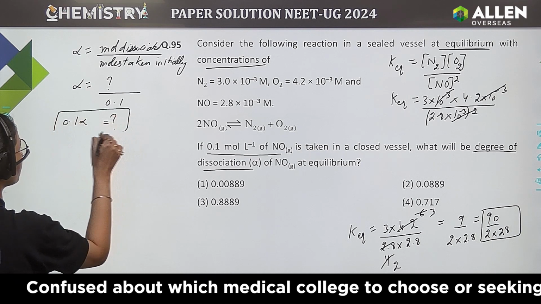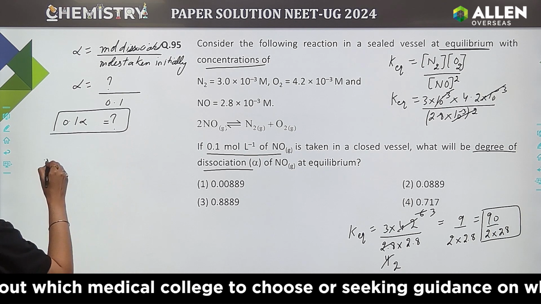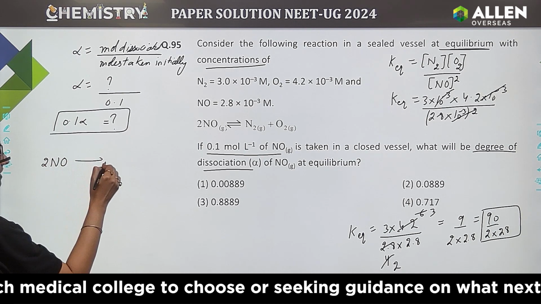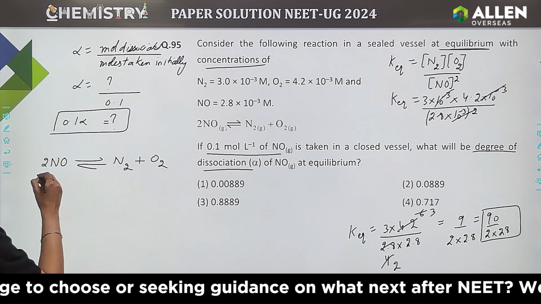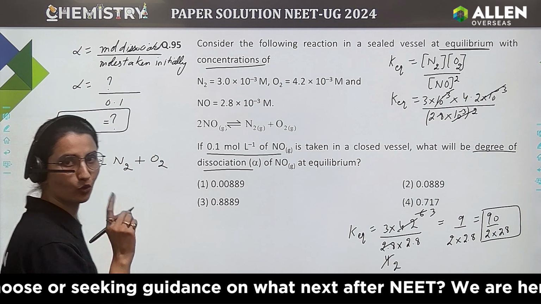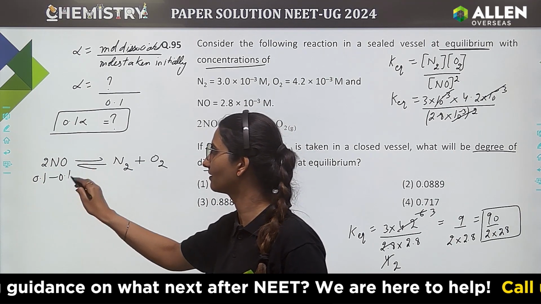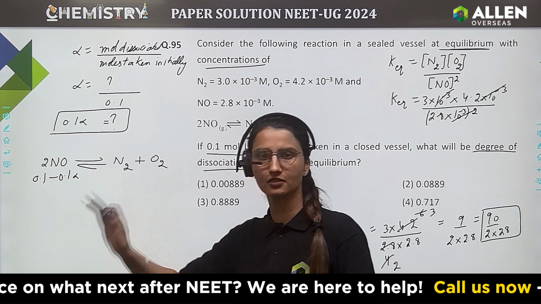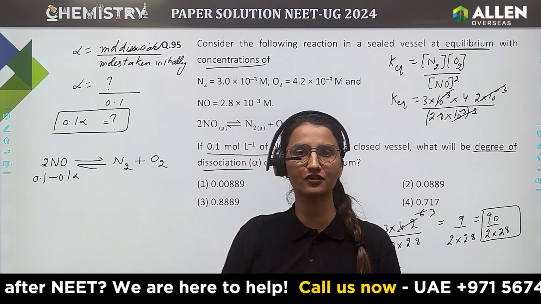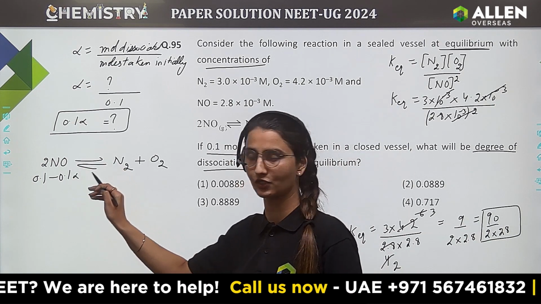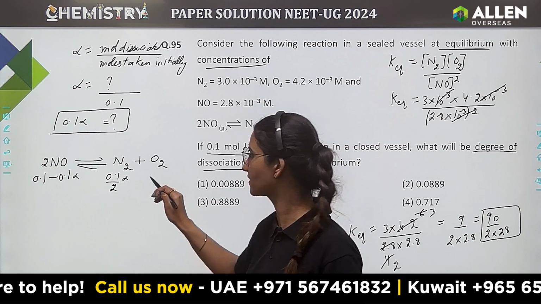This much will dissociate. So according to the equation, this is 2NO in equilibrium with N2 plus O2. If the initial amount is, students, 0.1, how much will break? Breakage will be of 0.1 alpha. And N2 and O2, this is a good question. N2 and O2 formed are according to stoichiometric coefficient. 2 moles give you 1. So if 0.1 alpha breaks, how much will you get? 0.1 by 2 alpha. How much will you get?